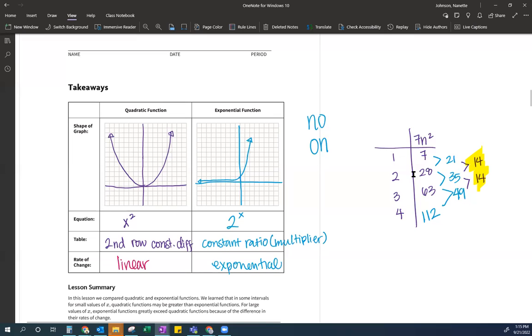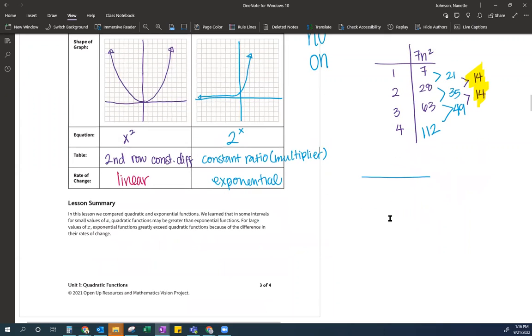Let me create a table really quick for exponential. If I do 2 to the x, it would look like this: 1, 2; 2, 4; 3, 8; 4, 16; 5, 32. Notice it's just multiplying by 2 every single time. So the tables look different because it's not going to be added, or even the second level added. It's going to be multiplied. So this number is going to grow by a factor of 2.